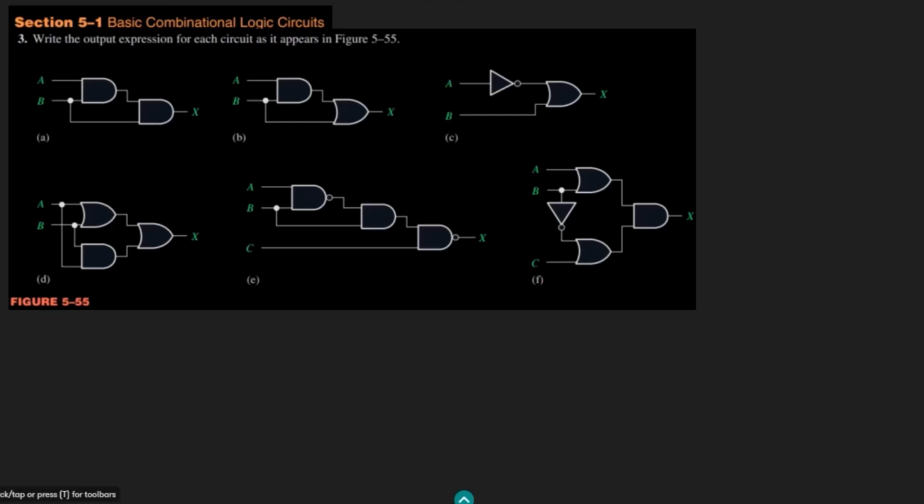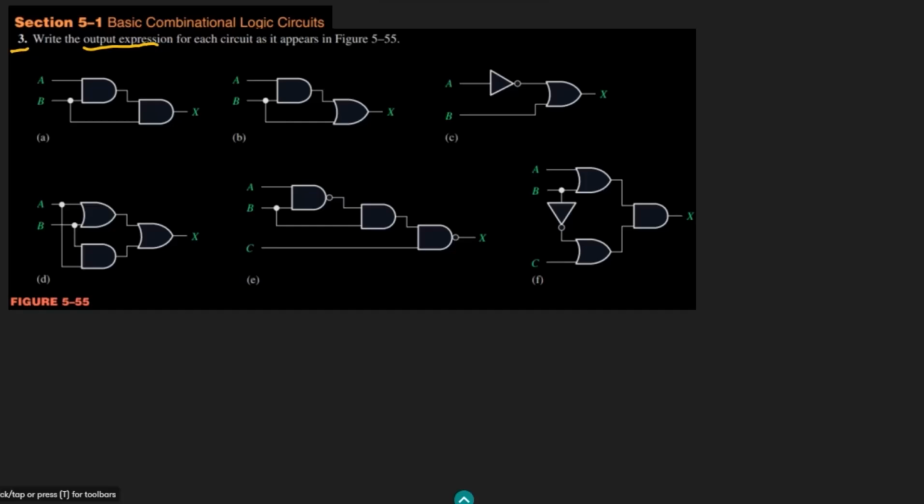Welcome back, guys. This is question number 3 of chapter number 5, and here we are in section 5.1. We have to write the output expressions for each of the circuits as they appear in figure 5.55. So this is figure 5.55, and here we have different parts. Let me solve them here as we have done previously.